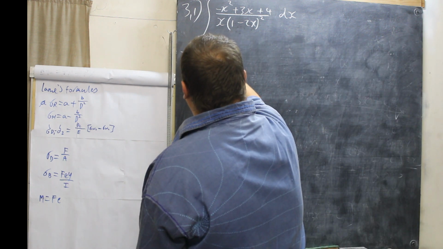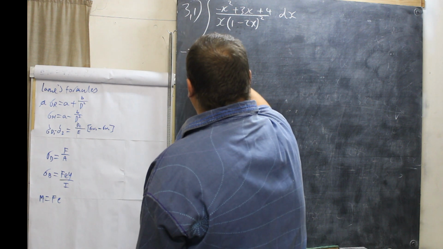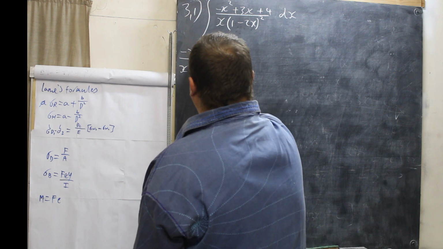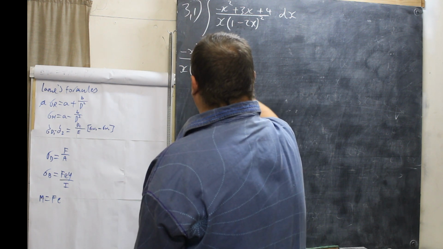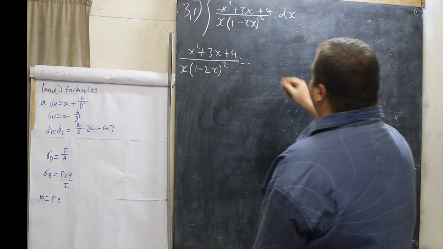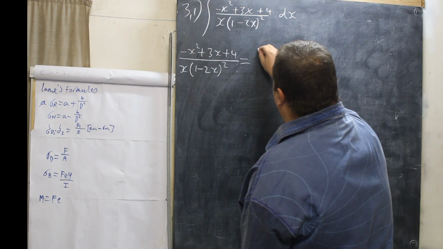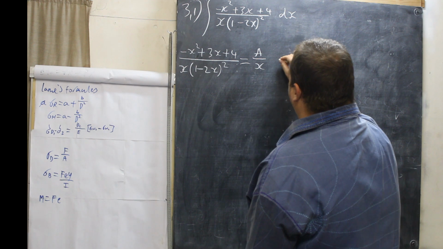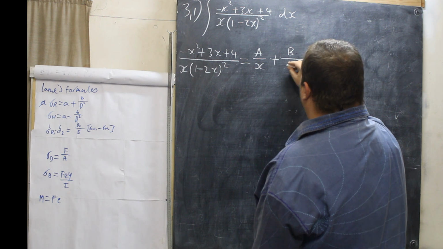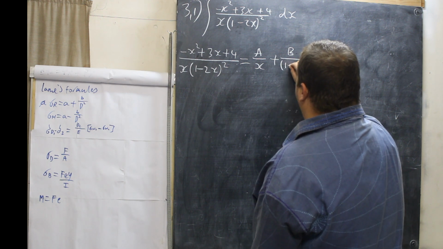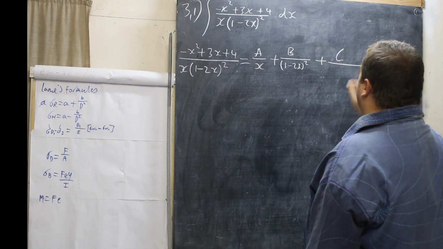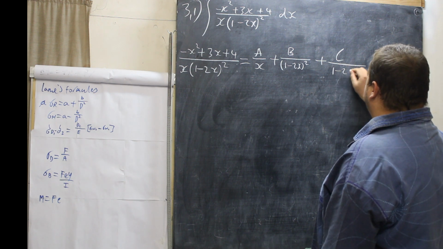So, it is minus x squared plus 3x plus 4 over x times (1 minus 2x) all squared equals. Now we have A over x plus B over (1 minus 2x) squared plus C over (1 minus 2x).